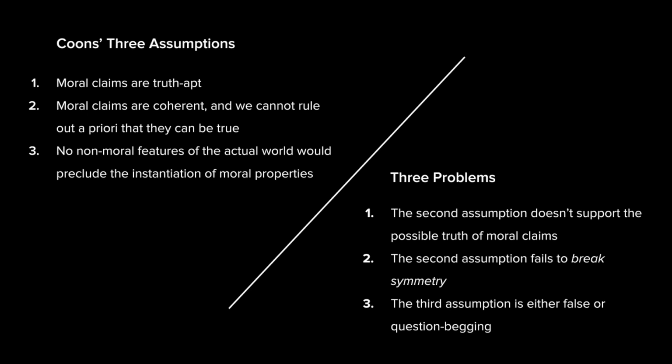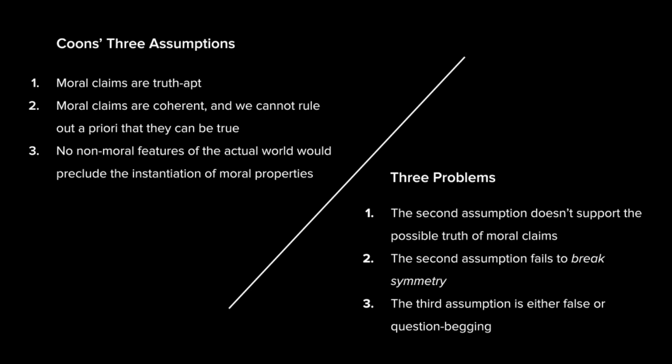Even if we granted Coons's suggestion and ignored its being false and question begging, his third assumption is not going to differentially support his possibility premise over the reverse one, because Coons is mounting an undefended assumption here, and if he can help himself to that, well, then the error theorists can equally help themselves to the claim that no non-moral features of the actual world would preclude the uniform non-instantiation of moral properties.